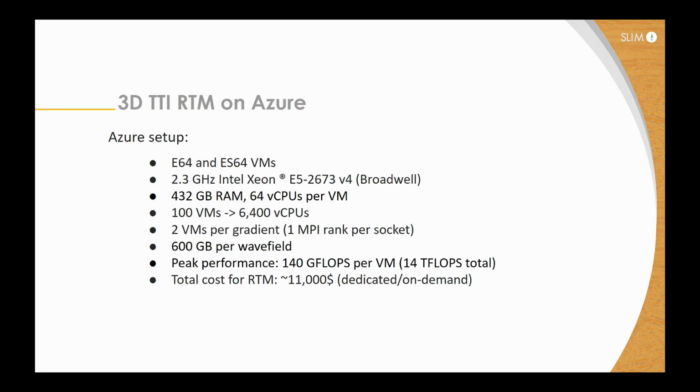So this is the setup that we used in Azure. We used the E64 VMs. We only had access to 100 machines at the same time, and we used 2 machines per gradient, and then used domain decomposition to solve 1 gradient on 2 VMs, because we need access to enough memory that we could save the wave fields in RAM.